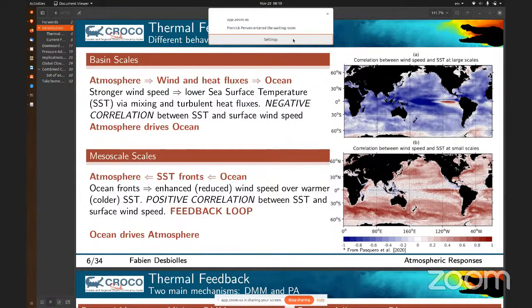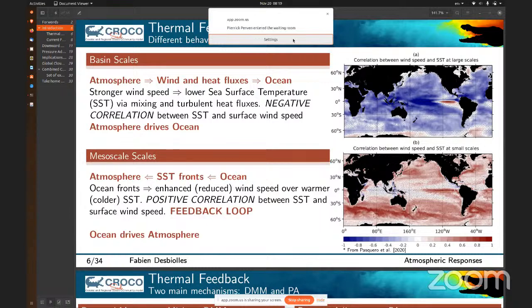If we now pass a high pass filter to both fields, wind field and SST, and we do exactly the same computation, we see that a positive correlation emerges. So that means that at mesoscales, the greater the wind, the greater the SST, or the greater the SST, the greater the wind, because a positive correlation between wind and SST means that the ocean drives the atmosphere.